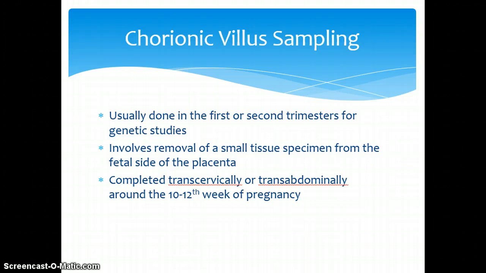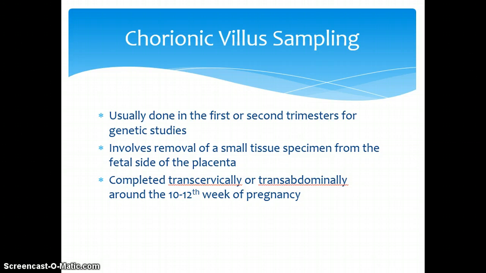Chorionic villus sampling is usually done in the later first or early second trimesters for genetic studies. It involves the removal of a small tissue specimen from the fetal side of the placenta. Typically this is done transcervically or transabdominally around the 10th to 12th week of pregnancy. Again, this is done to determine if there are any genetic complications related to this pregnancy.